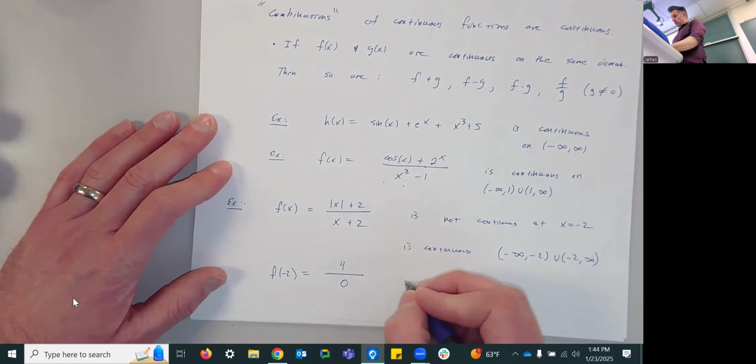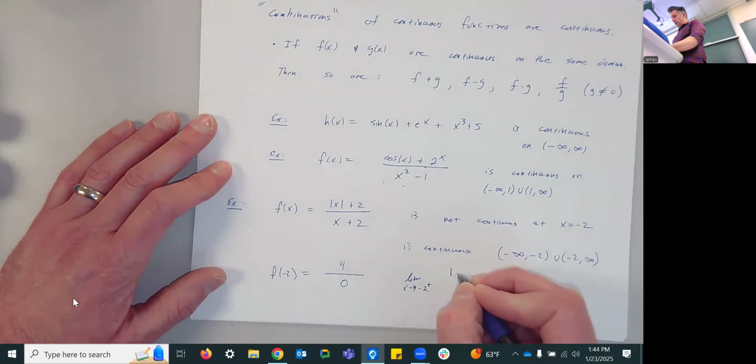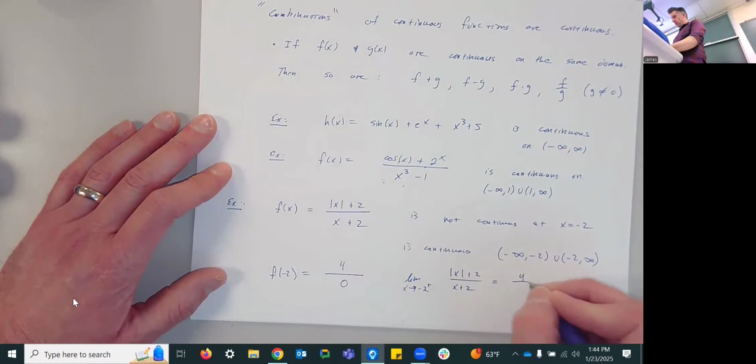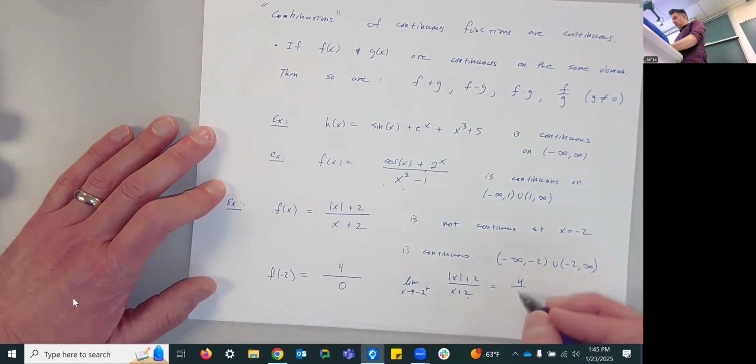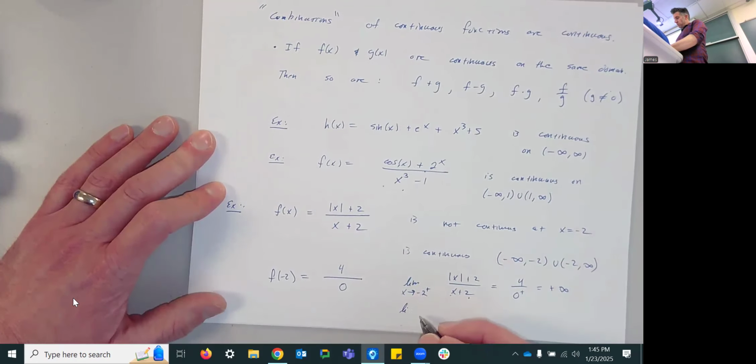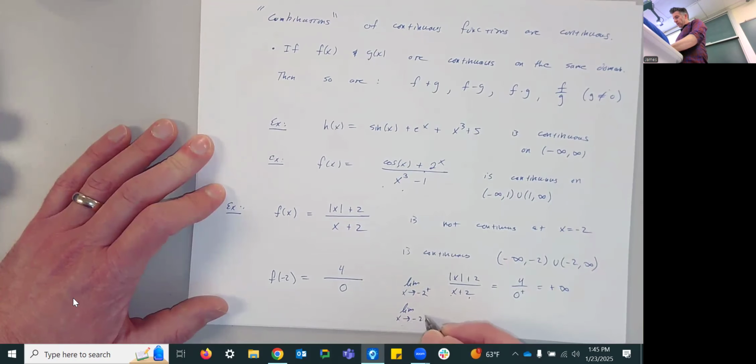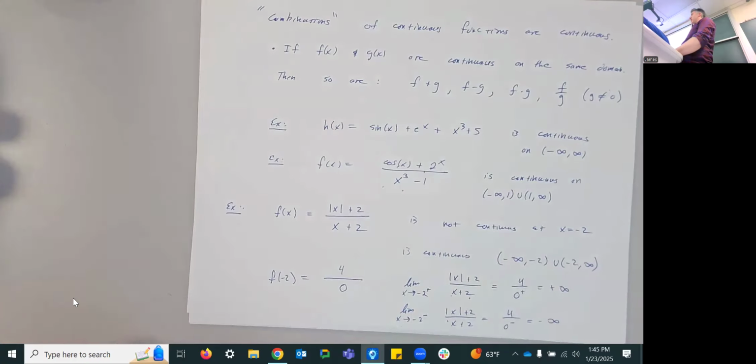So if we take the limit as x approaches -2 from the right-hand side of the absolute value of x plus 2 over x plus 2, well, the top is clearly going to be positive 4. And the bottom, since we're a little bit bigger than -2, like -1.9, -1.9 plus 2 is slightly positive. So we're getting positive infinity. On the other side, if we approach -2 from the left, the numerator is still positive 4, but now the denominator is slightly negative. So we get negative infinity. So this has some funky asymptote thing going on.